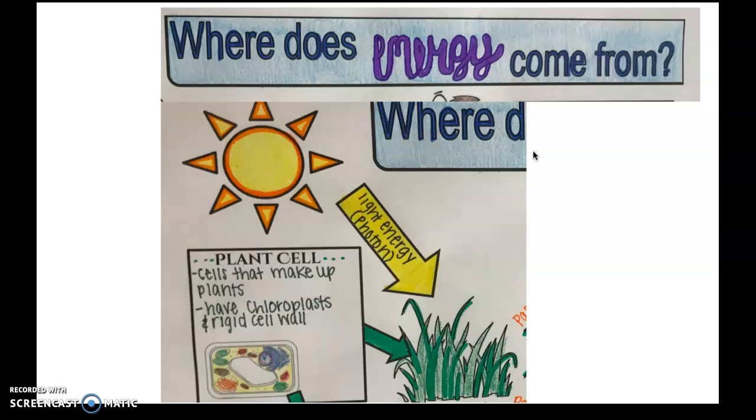But our plant cells are exactly what they sound like. They're the cells that make up plants. The difference between a plant and an animal cell here is that a plant has chloroplasts, which we're going to look more in depth at, and a rigid cell wall. Now that cell wall is what gives them the ability to stand up and be very tight and tall, but the chloroplasts are what we're looking at specifically.